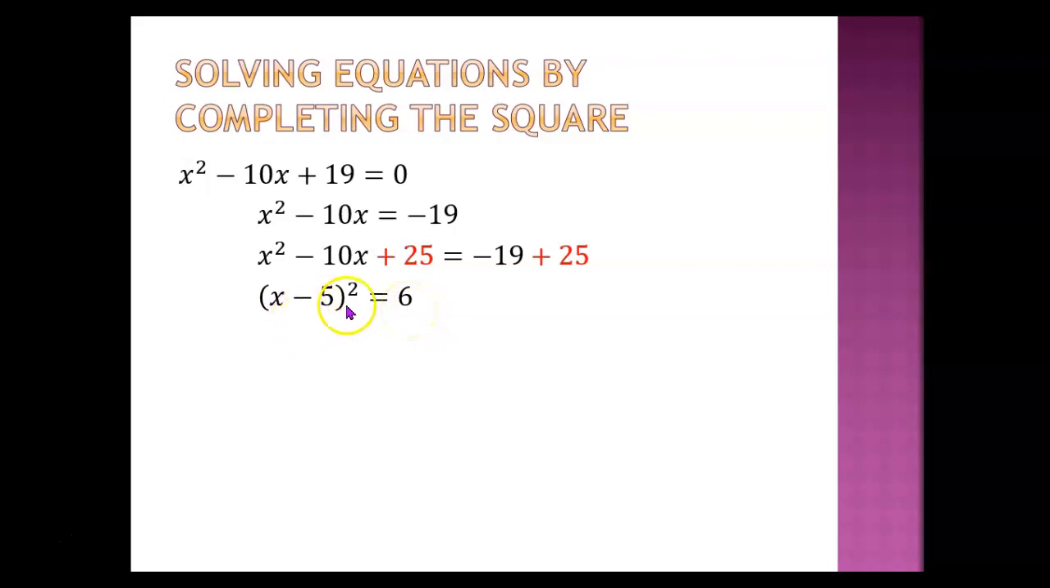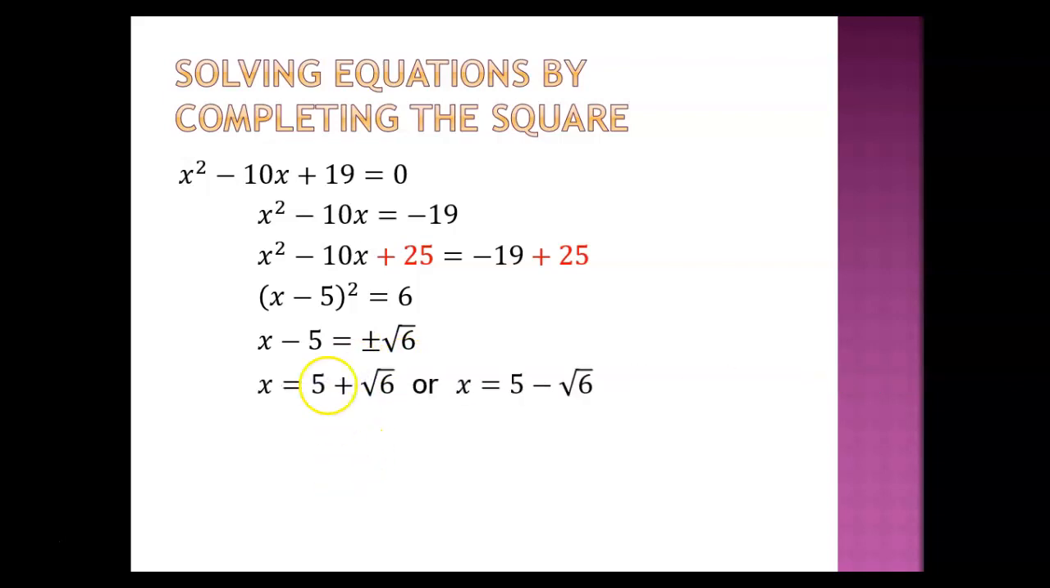So now we're down to something squared equals a number. X minus 5 squared equals 6. So that means x minus 5 itself equals plus or minus the square root of 6. And then adding 5 to both sides, x equals 5 plus the square root of 6, or if this was a minus square root of 6 and then we add 5 to both, we'd get x equals 5 minus the square root of 6.